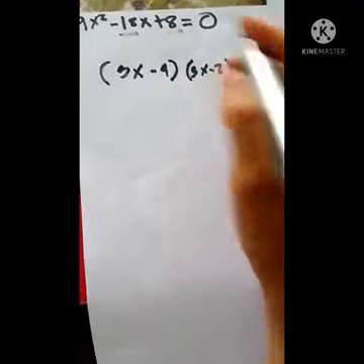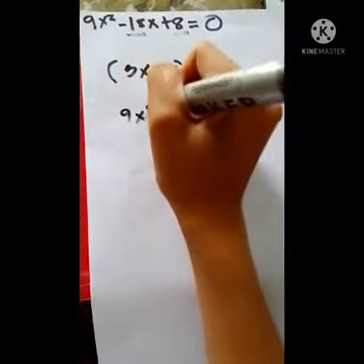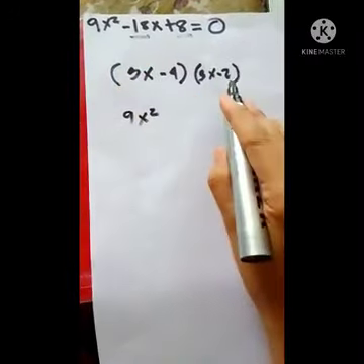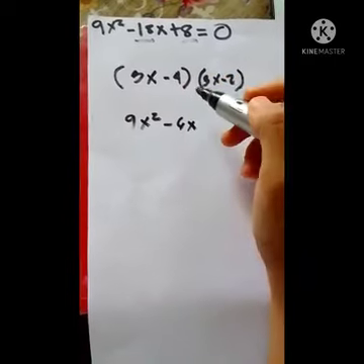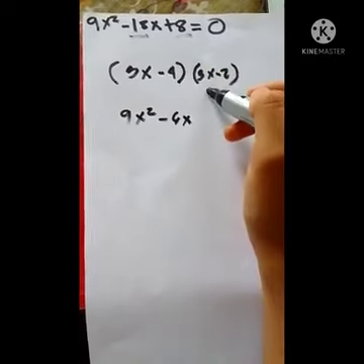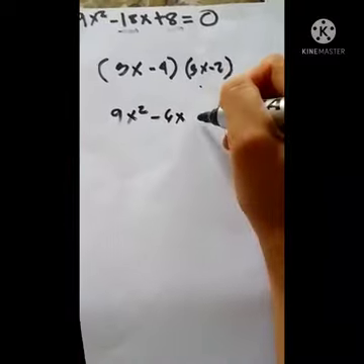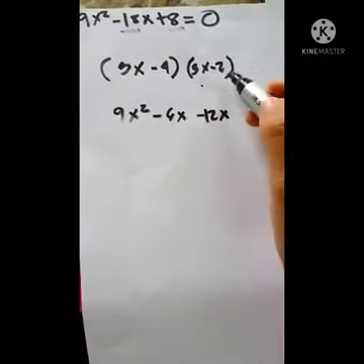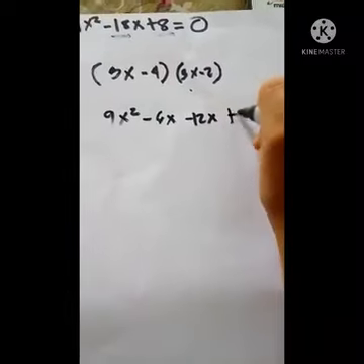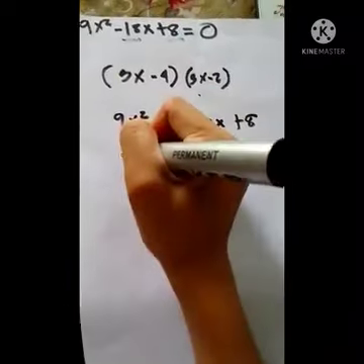3x times 3x is equal to 9x squared. Then 3x times negative 2 is equal to negative 6x. Then negative 4 times positive 3x is equal to negative 12x. Then negative 4 times negative 2 is equal to positive 8.